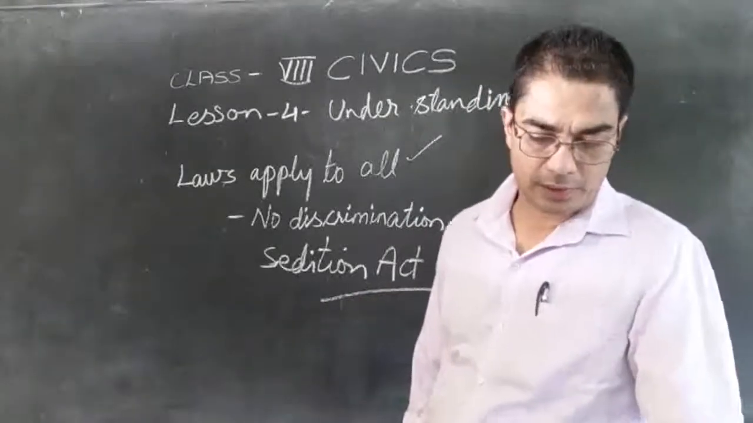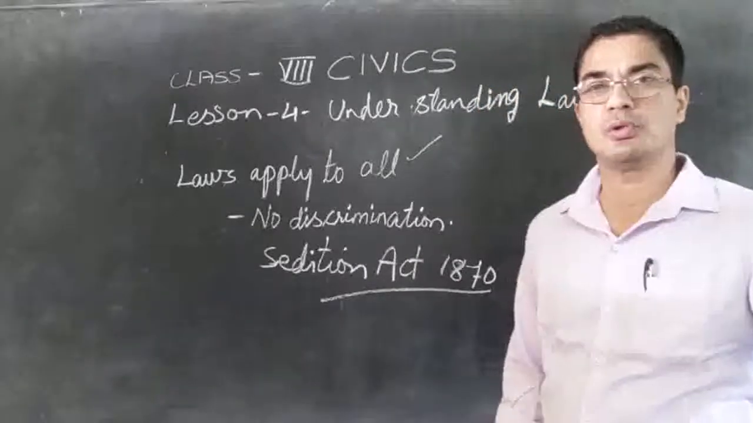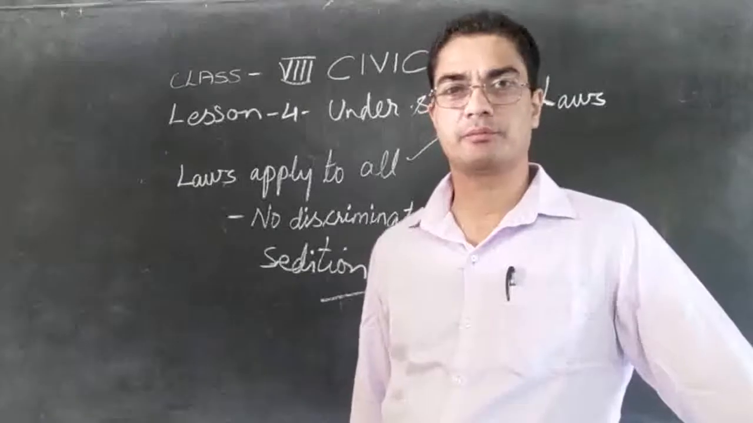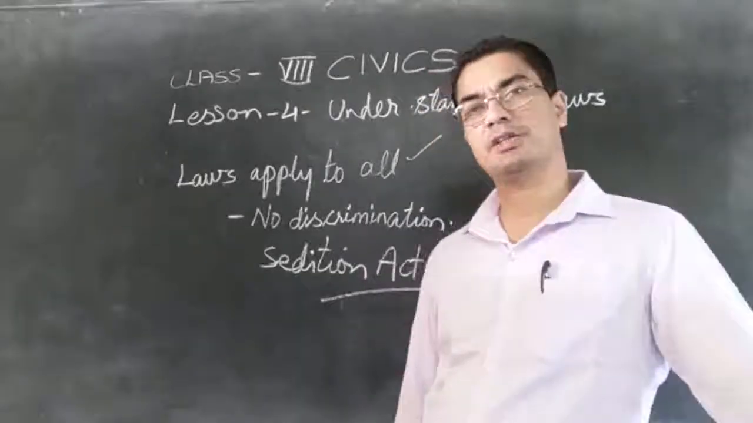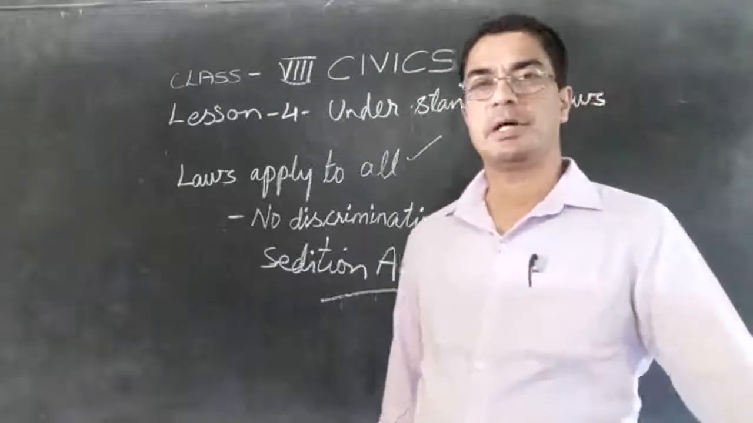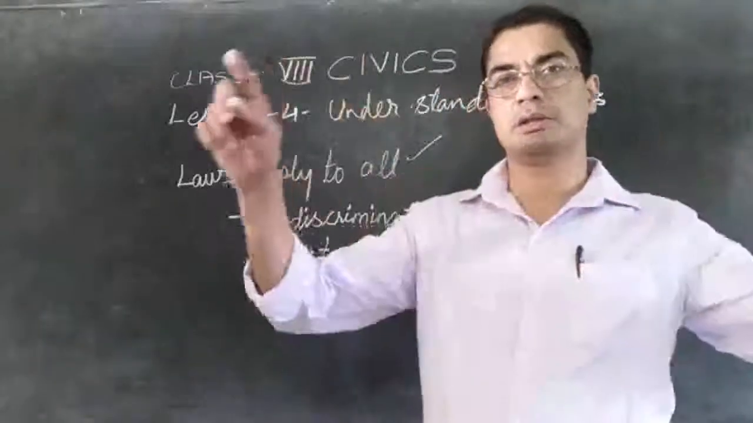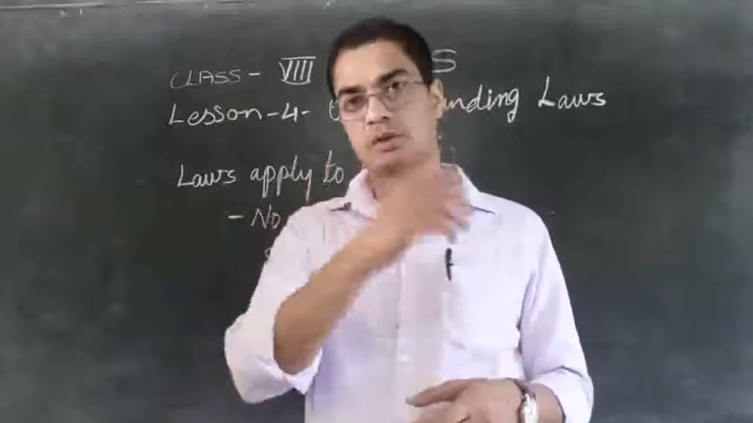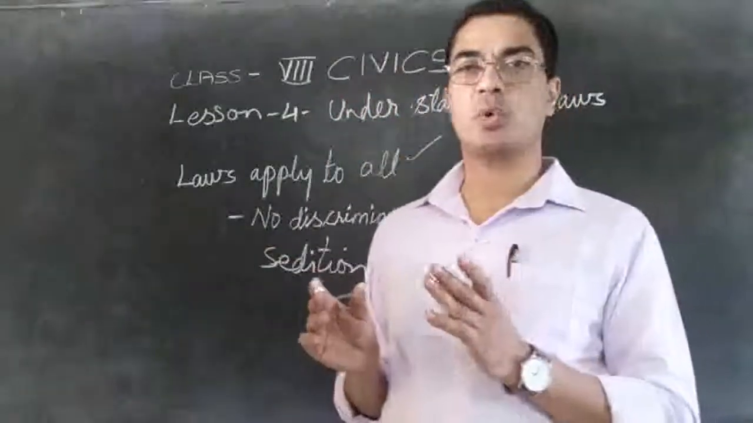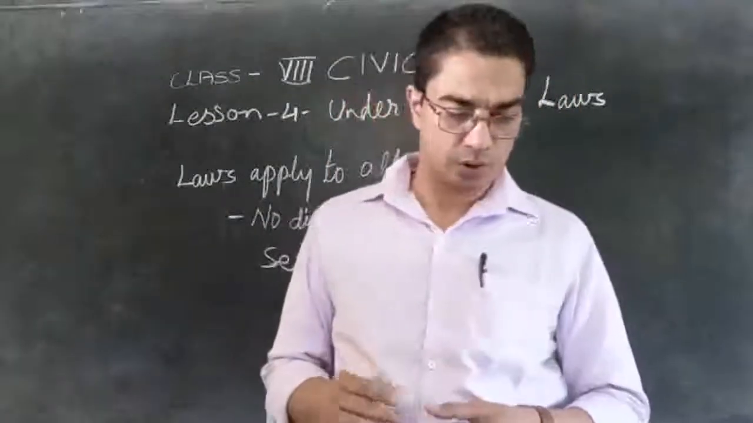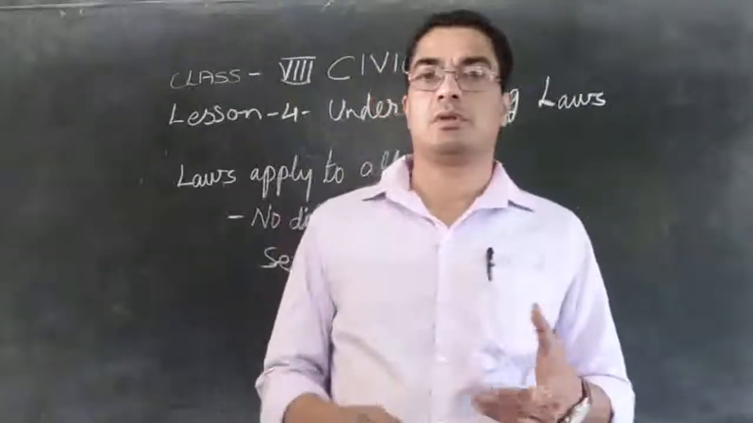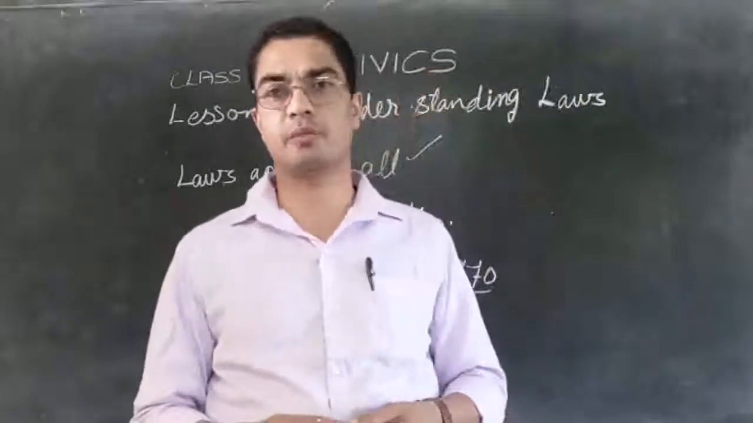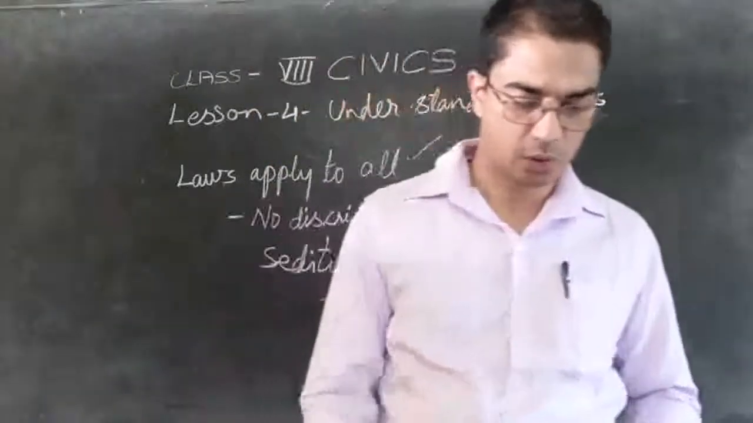Then another example, I am sure you all might have heard about the Jallianwala Bagh massacre. Jallianwala Bagh is in Punjab. It is a big ground, we can say, surrounded with walls, and there is only one entrance. The people were protesting there against an act or a law made by the British government. It is called the Rowlatt Act.